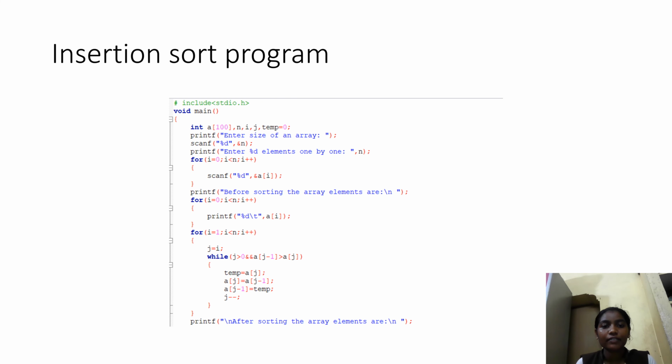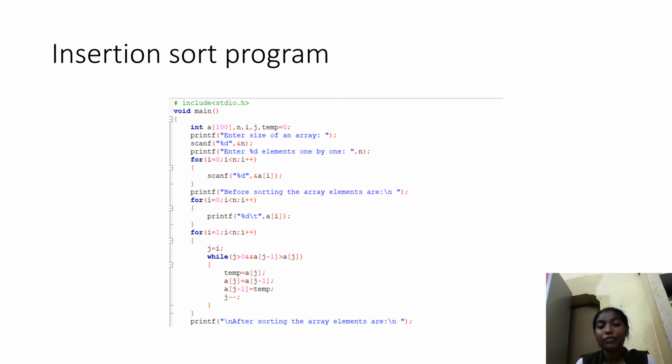scanf %d, ampersand n. scanf will read all the elements. Next, printf enter %d elements one by one, size. For i assigned with 0, i less than n, i plus plus. In the for loop, I write the input statement scanf %d, ampersand a of i.